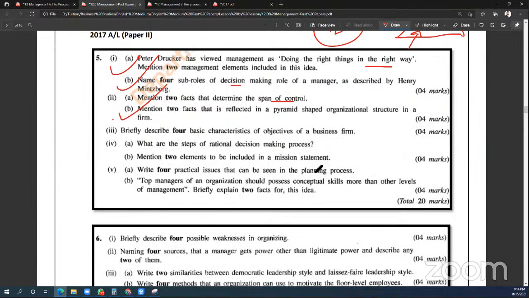Briefly describe 4 basic characteristics of objectives of a firm. Write them in order: the SMART concept, right? Specific, measurable, achievable, realistic, time bound. What are the steps of a rational decision making process? We discussed that too, you can write the steps, no doubt. Mention 2 elements in the mission statement.